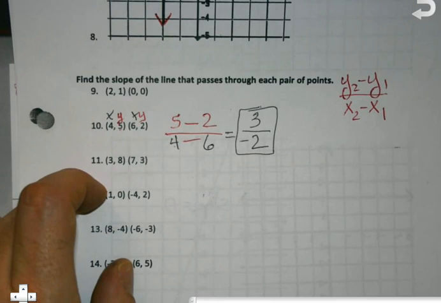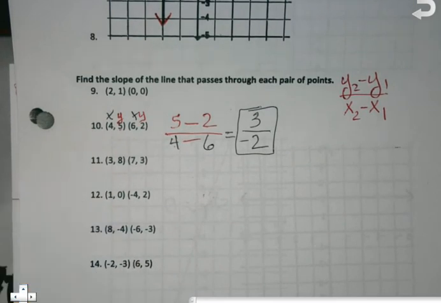Okay? Don't go to a decimal. Don't go to negative 1.5. If it doesn't reduce evenly, then just leave it alone. So again, we're trying to keep life simple today.